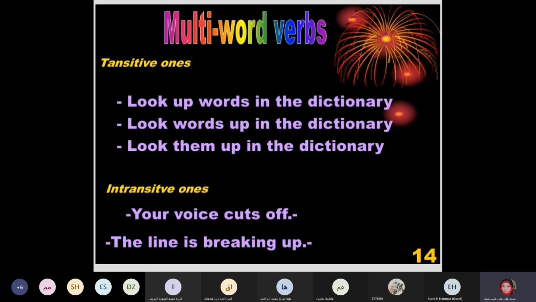So multi-word verbs are phrasal verbs, but phrasal verbs can be transitive and they can be intransitive. So study the examples. There is an echo. I can hear my voice again. Okay, let's study the examples and tell me what transitive ones are, what intransitive ones are. Think a little bit.